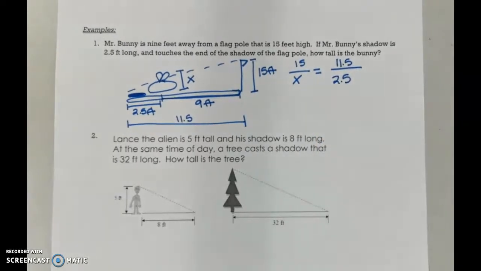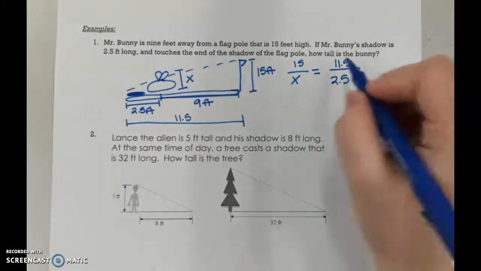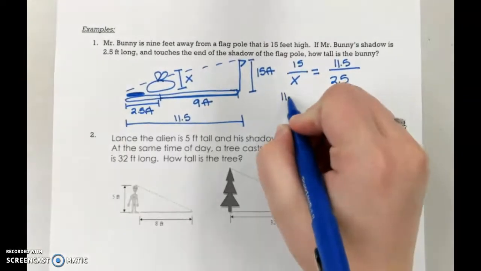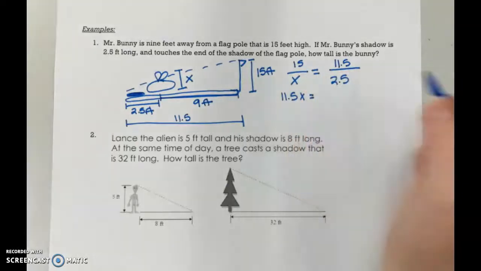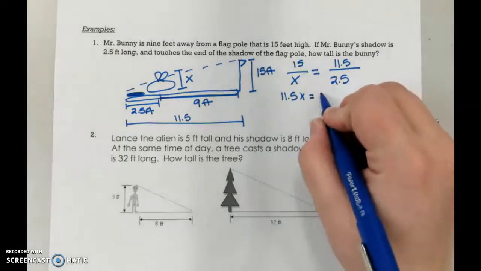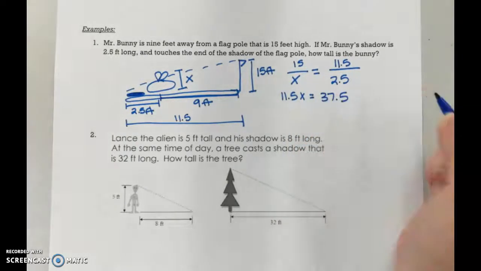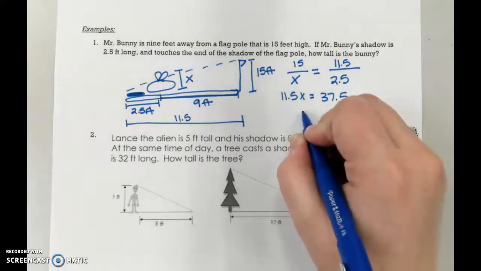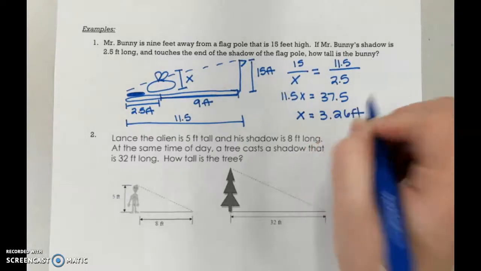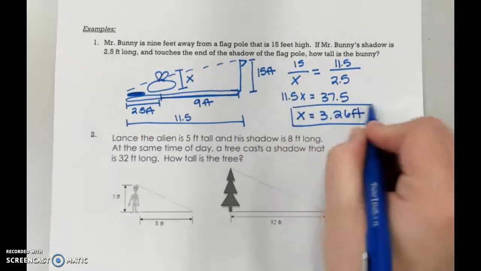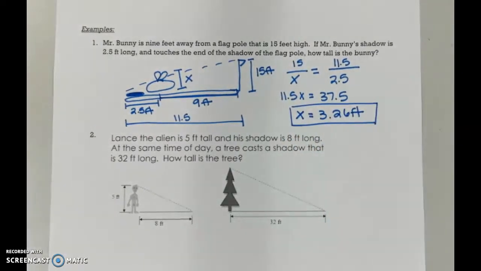So now I have my proportions set up, and we can use our cross multiplying to solve for x. So 11.5x is equal to 15 times 2.5, which is 37.5. And if I divide both sides by 11.5, I get that x is approximately 3.26 feet. So that's how tall my bunny is.